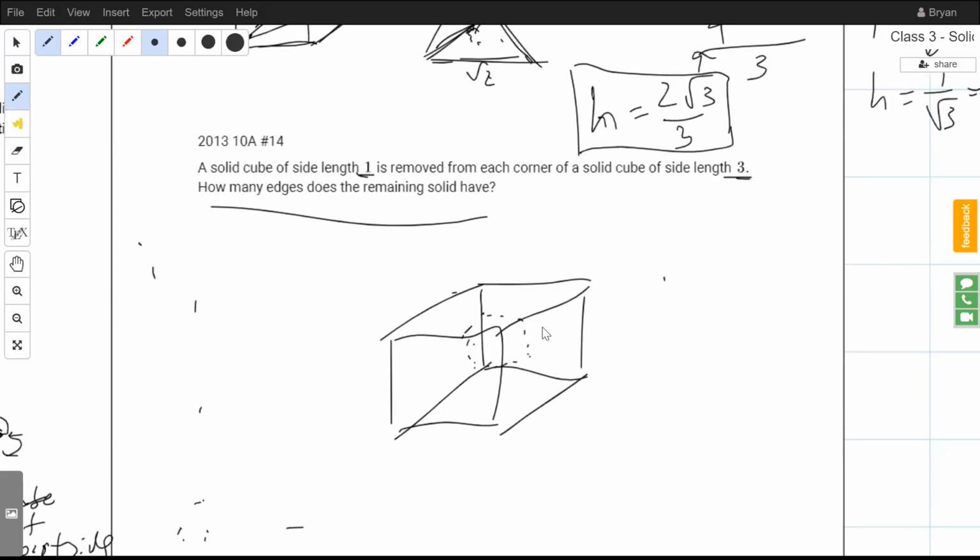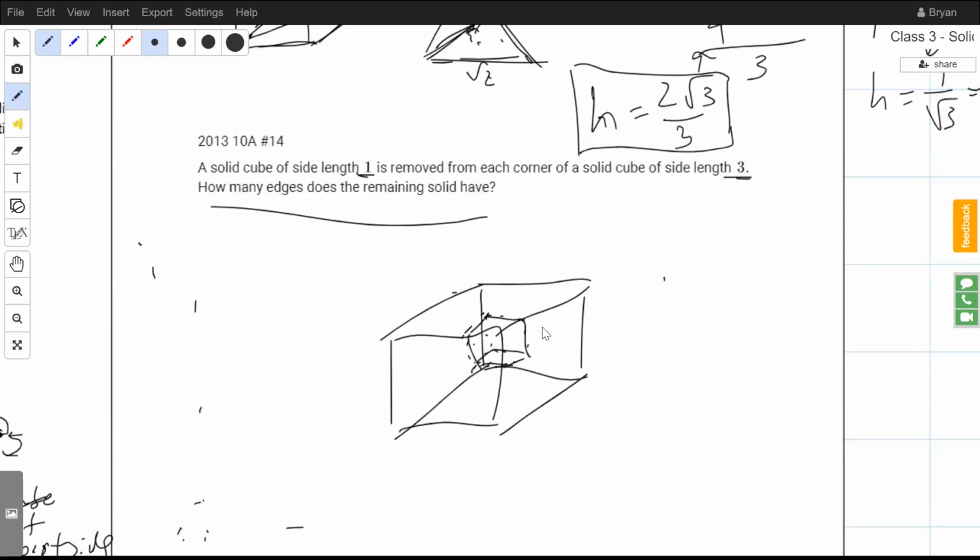So basically, we'll take this cube and we'll just cut off this corner right here. You can just think of it as this part being gone, right? And this is for all 8 of the corners. So it's asking how many edges does this solid have?